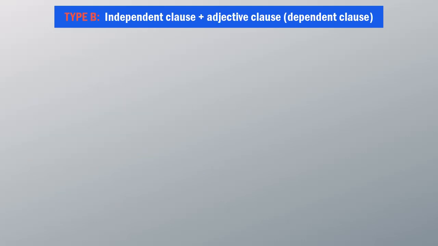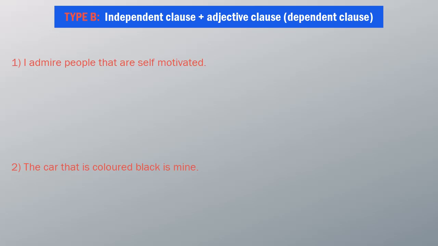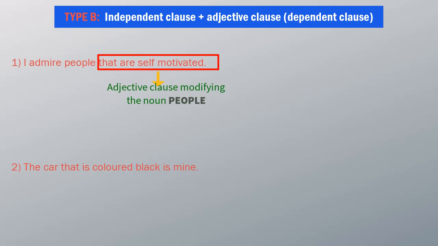Case number two, here the dependent clause is going to work as an adjective. Let me show you some examples. I admire people that are self-motivated. I admire people, independent clause, complete sentence; that are self-motivated, dependent clause starting with a subordinating conjunction. That is working as the subject, are is the verb, self-motivated is the adjective.